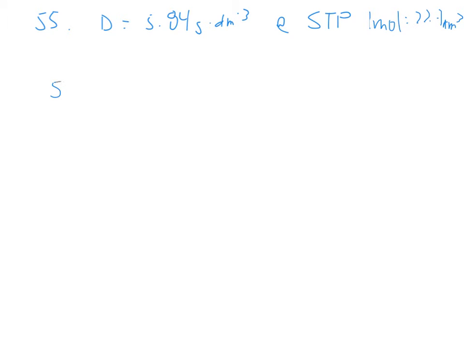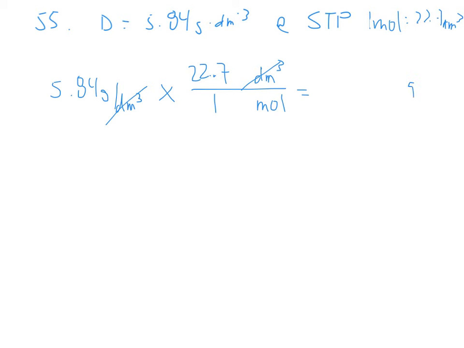So I could take my 5.84 grams per decimeter cubed, and I want moles on the bottom, and I don't need the decimeters cubed. So if I set this up with 22.7 decimeters cubed per 1 mole, I would end up with my molar mass in grams per mole. And when I do that, I come up with 132.57 grams per mole. And if I look, the closest thing is xenon.